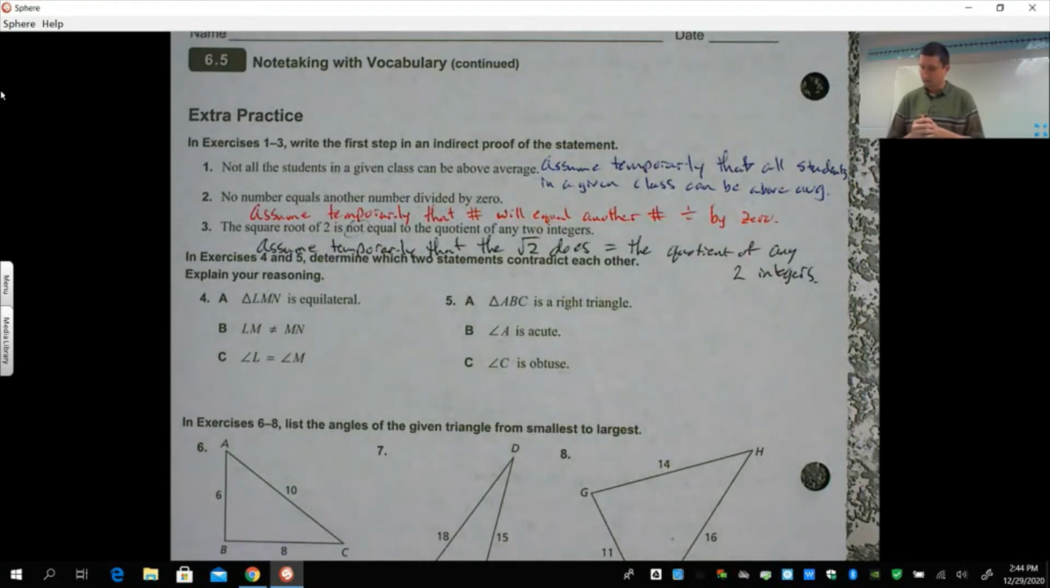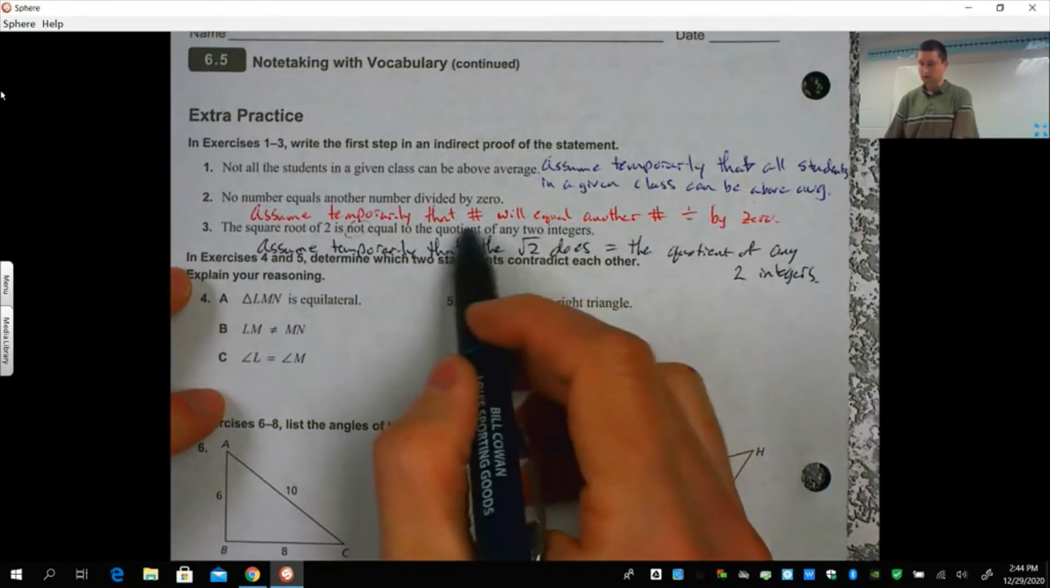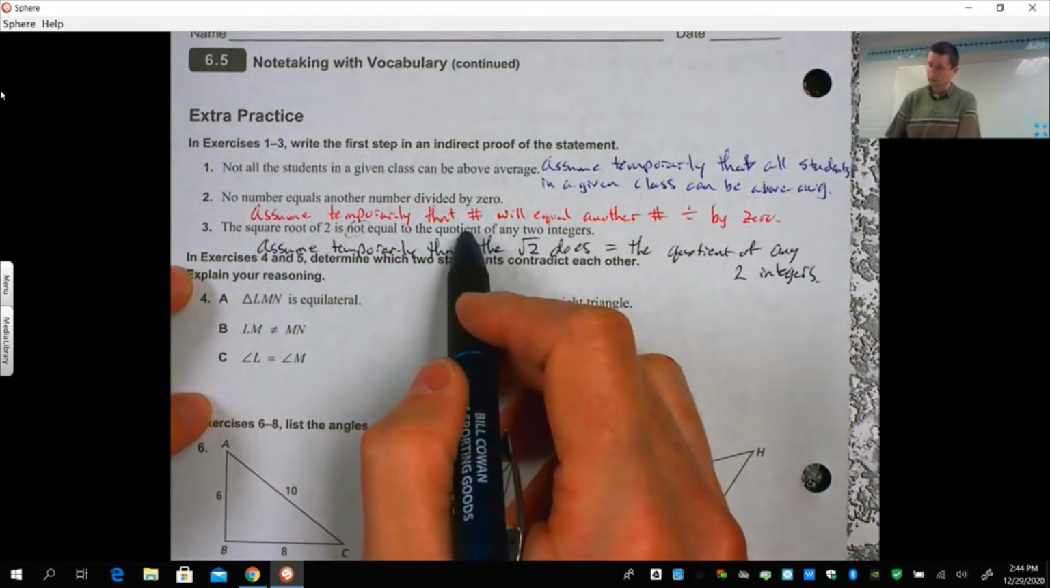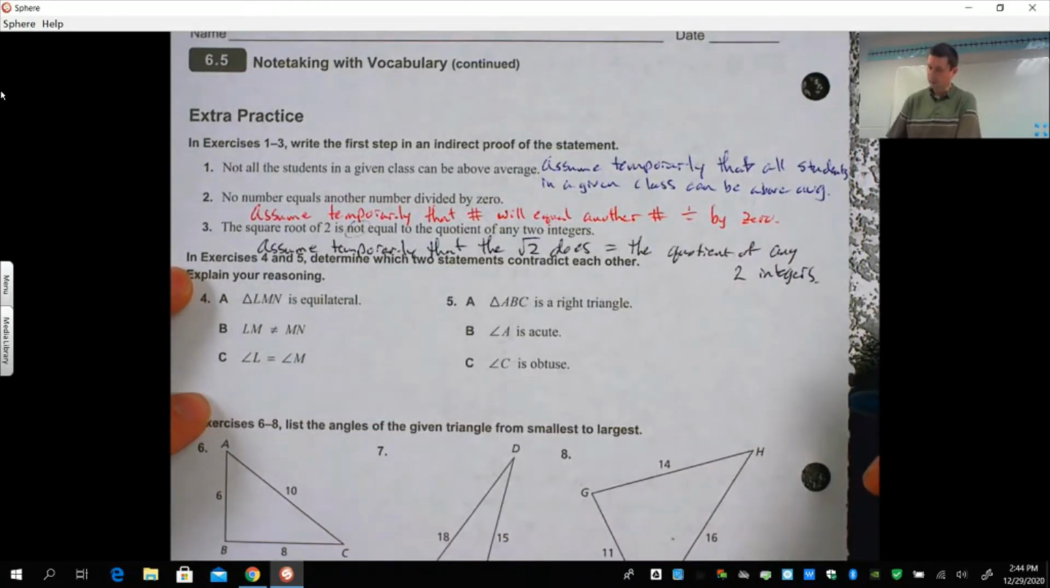Our argument there is square root of 2. That means you can divide two numbers and get the square root of 2, but we know the square root of 2 is a decimal that goes on forever. Therefore, it is not rational, making it irrational, and it is not the quotient. Rational means a fraction, a division problem, same as quotient, of any two integers. Okay, so square root of 2 is irrational.